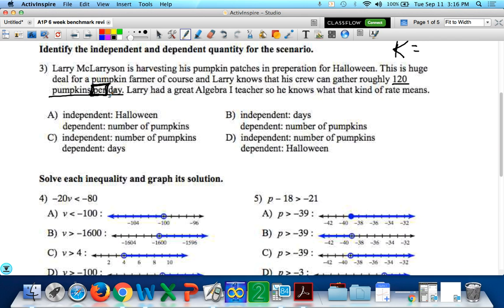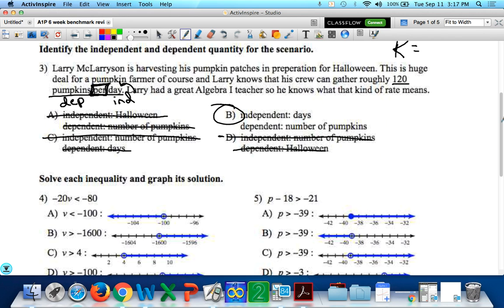Independent and dependent, they do not go in that order, and so many of you keep thinking that they always go independent, dependent. It's actually the opposite with this word per. It's alphabetical. Dependent comes before independent. So my independent, I'm looking for days. Independent Halloween, nope. Independent number of pumpkins, nope. Independent days, yep. Just to be careful, let's check the dependent. The dependent came first, and it should be number of pumpkins.